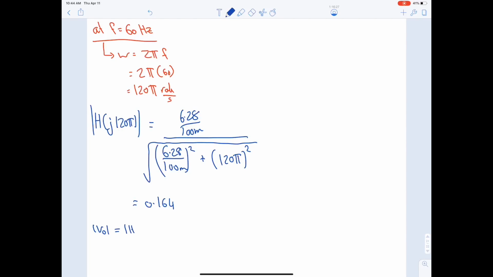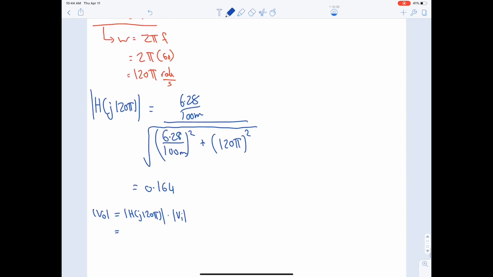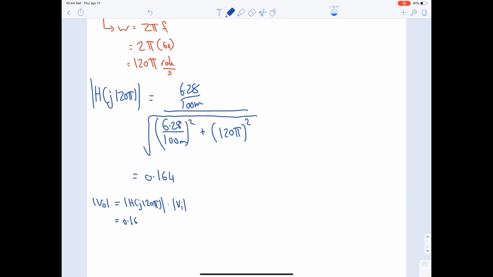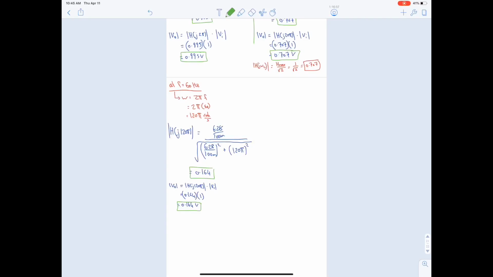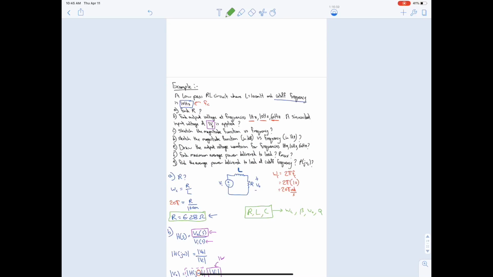Finding the output will give us the magnitude evaluated at 120 pi multiplied by V input, which equals 0.164 multiplied by 1, giving us 0.164 volt. So we have finished part B of the question, which is finding the output at frequencies 1, 10 and 60. Let's go to part C.